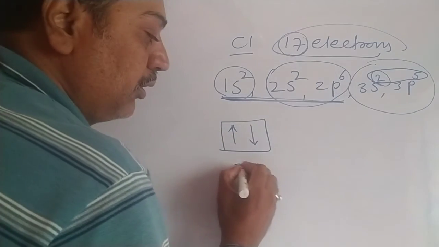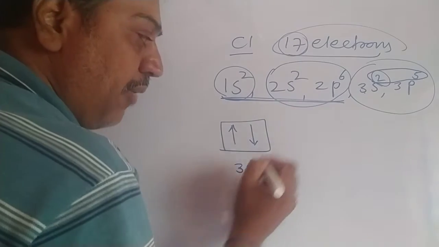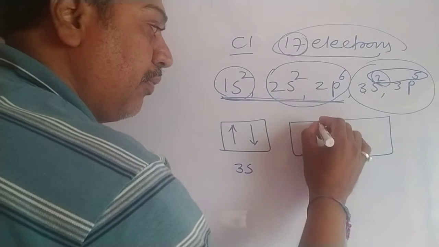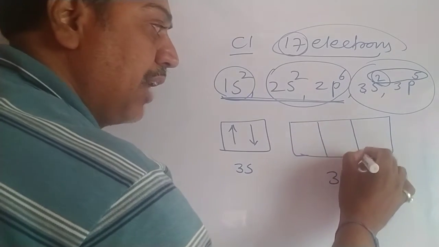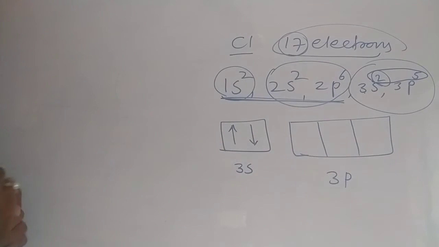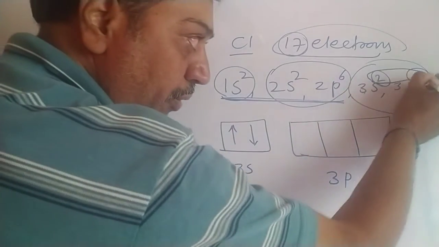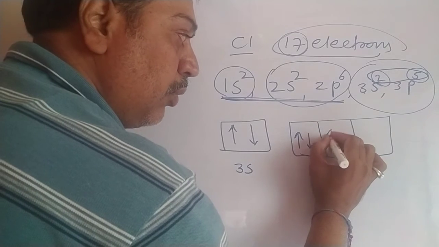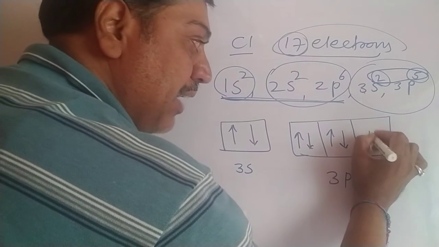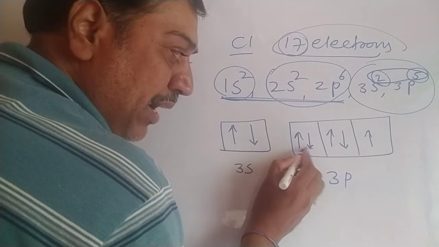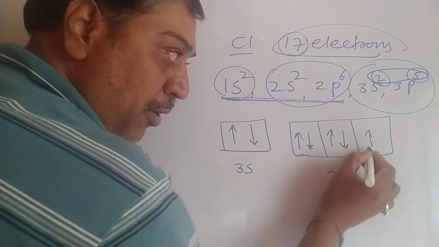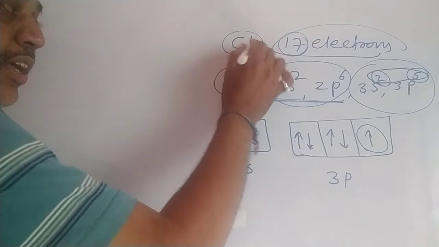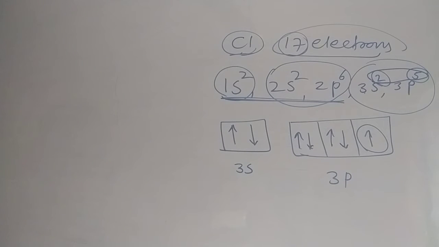Then 3p we have to consider. This 3s I have written, then for 3p we have to write: this is first, this is second, and that is third. There are basically 6 places in 3p, but we have 5 electrons here. So one up, one down, 2 electrons; 2 plus 2, 4 electrons; and this is the fifth. Their spins may get cancelled in pairs, but this last spin can't get cancelled. That's why a material like chlorine has a resultant magnetic dipole moment.